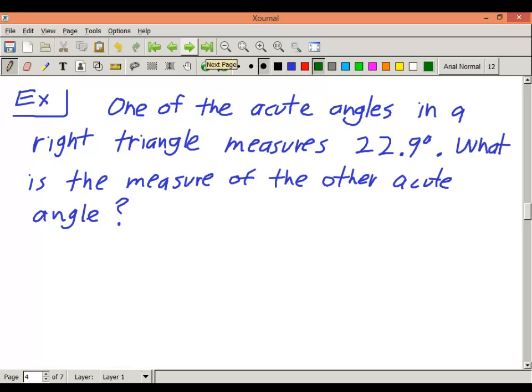Okay, so let's dive into an example here. One of the acute angles of a right triangle measures 22.9 degrees. What's the measure of the other acute angle? Well, you may not need to draw a picture, but I will just because we're kind of new at this. So here's a right triangle.